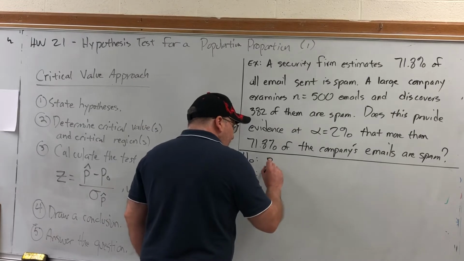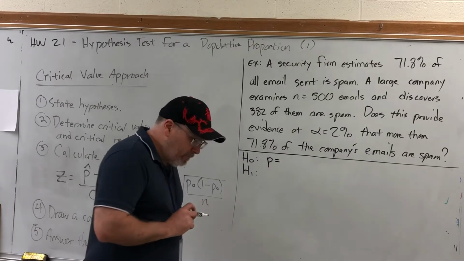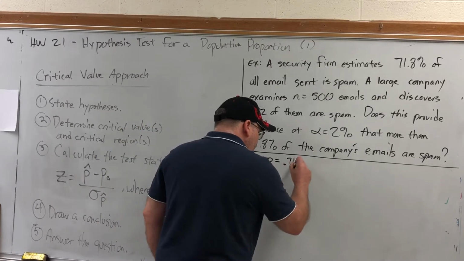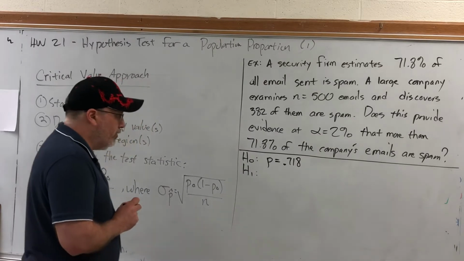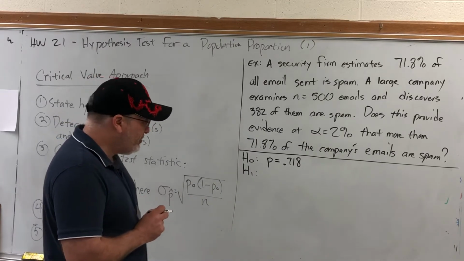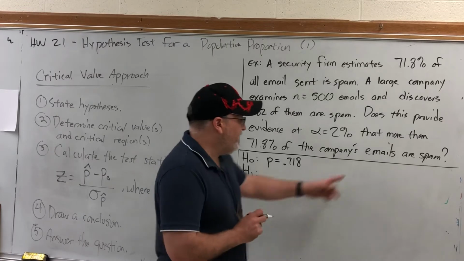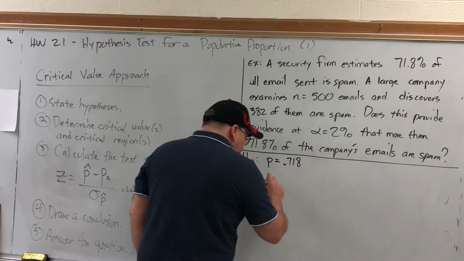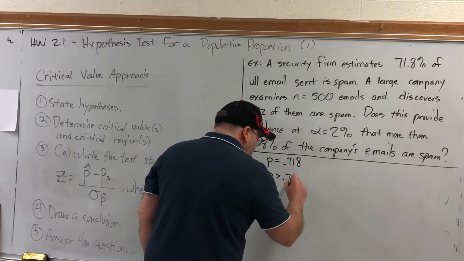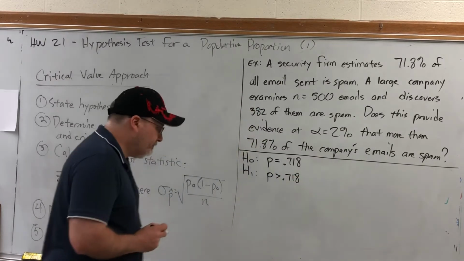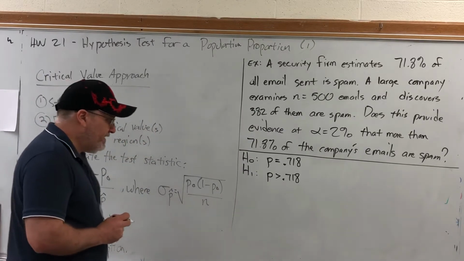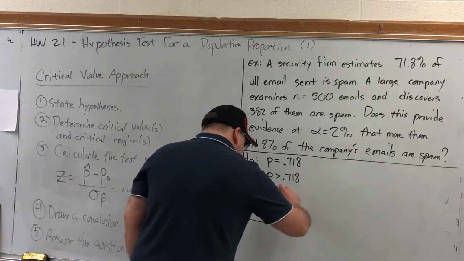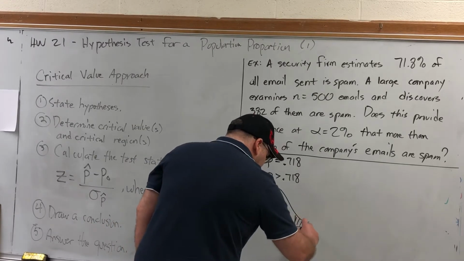So the firm is contending that p is equal to 0.718. What is our alternative hypothesis? Well, in the question, we're testing that more than 71.8% of the emails are spam. So our alternative would be p is greater than 0.718. Because the alternative has a greater than, that means this is going to be a right tail test. So we should go ahead and sketch our bell curve with the right tail shaded in.